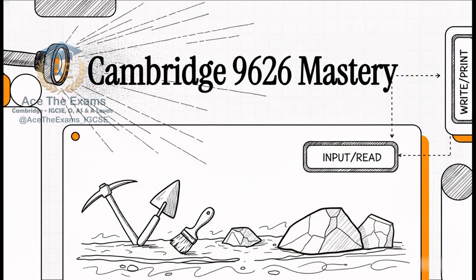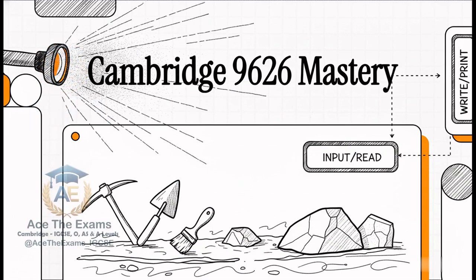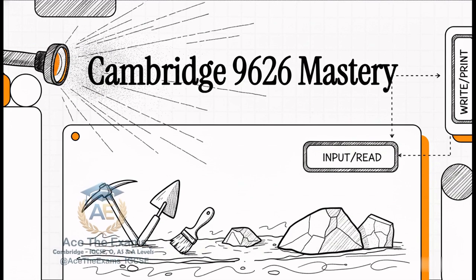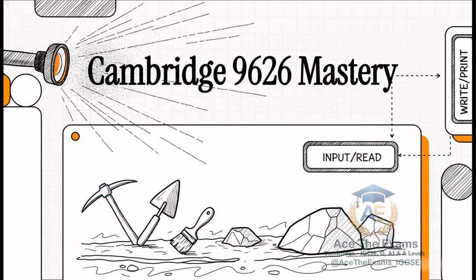But look, we aren't looking for ancient pottery or dinosaur bones here. We're uncovering the hidden clues buried deep inside the Cambridge Information Technology and Computer Science exams. Specifically, we're targeting one of the most notoriously tricky areas of the entire syllabus, Section 4.1, Writing Algorithms Using Pseudocode. And we're zeroing in on the absolute fundamentals, the input, read, write, and print commands.